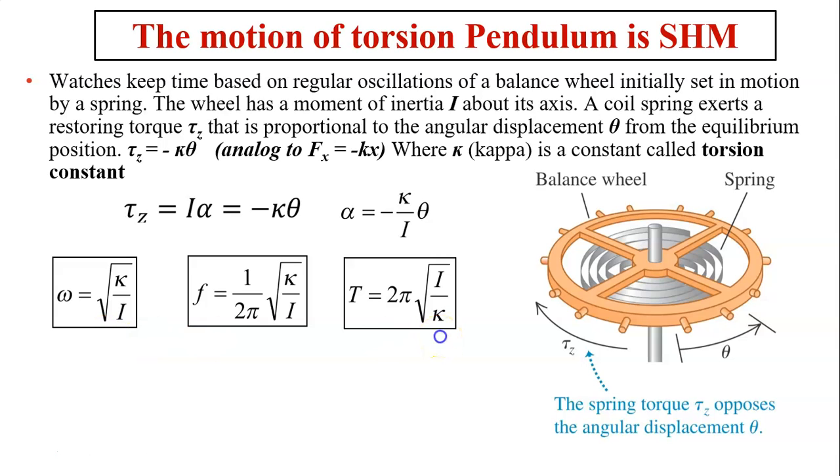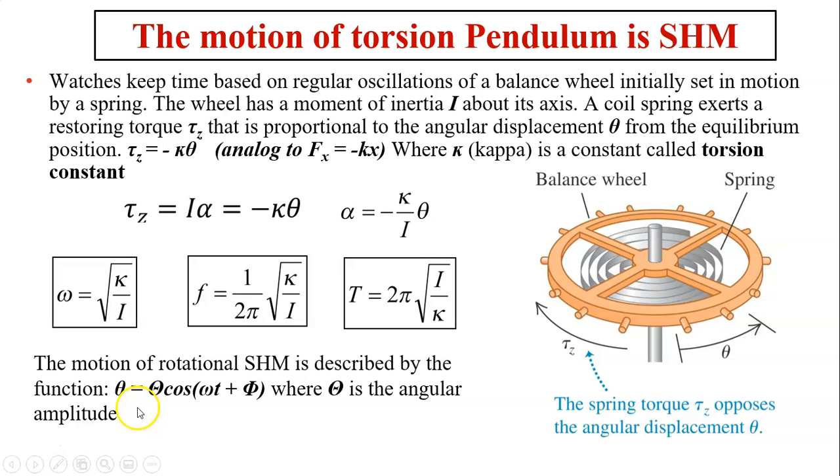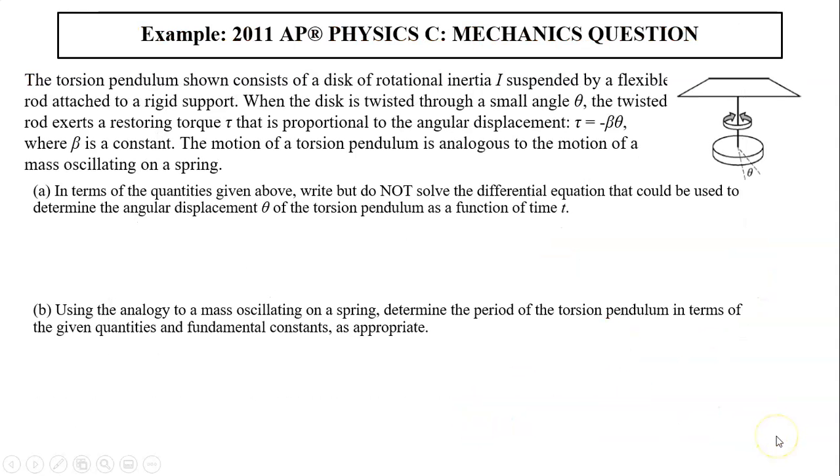So again, the displacement equation is the same, just like the simple pendulum and physical pendulum. Theta is capital Theta cosine omega t plus phi. This capital Theta is the angular amplitude, or maximum angular displacement. Let's take a look at this example.